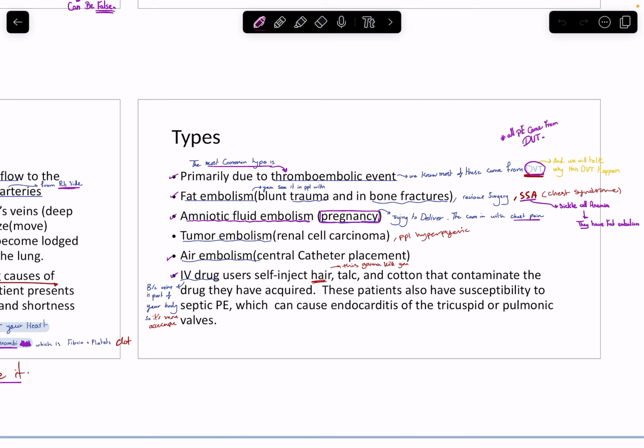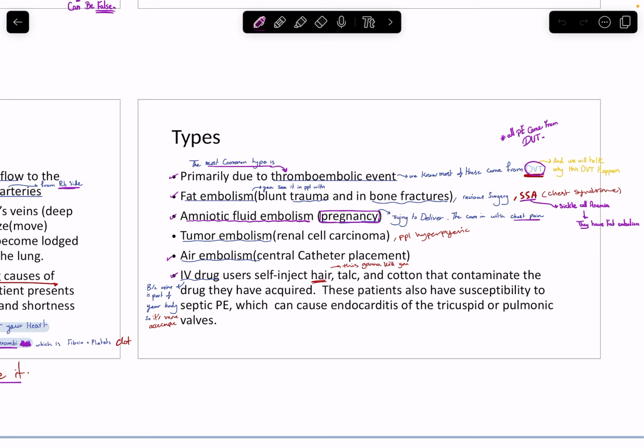We see that in people who get fat therapy, ultralipid therapy for toxins. People who get liposuction can get fat embolisms as well. Amniotic fluid embolism, we see in the peripartum period in women who are delivering. Some of the amniotic fluid will escape into the venous circulation and cause an embolic episode. We see it from tumors, especially renal cell carcinoma, which can break off pieces of the tumor that go into your lungs.